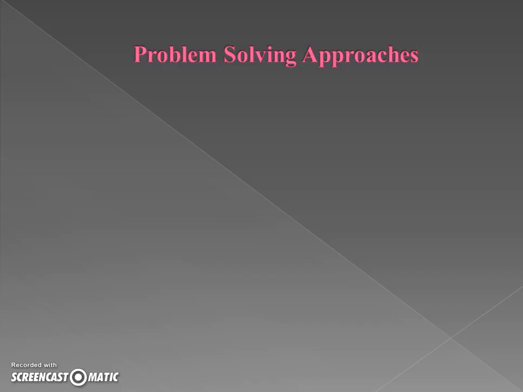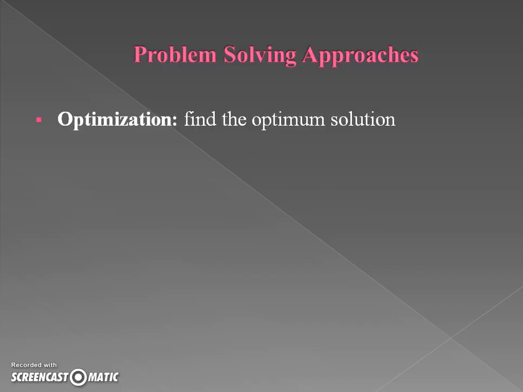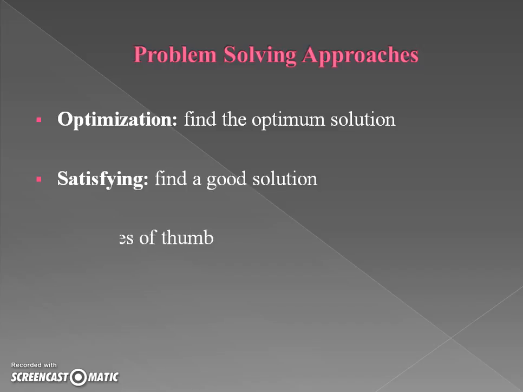Problem solving approaches: there are three different approaches. The first is optimization, that finds optimum solutions when we solve problems using DSS. Second is satisfying solutions, that finds a good solution, but it does not guarantee that it is the best solution. And third is heuristic solutions, that is rules of thumb. That means generally agreed practices and rules are accepted and considered as the outcome as a problem solution.